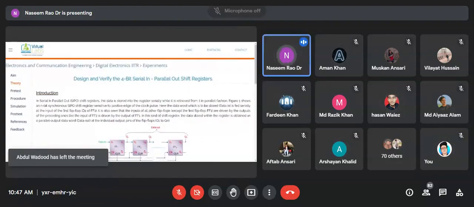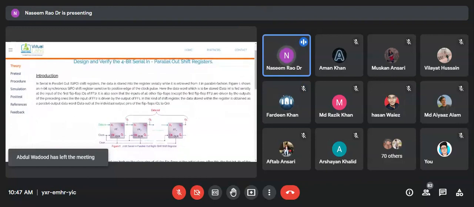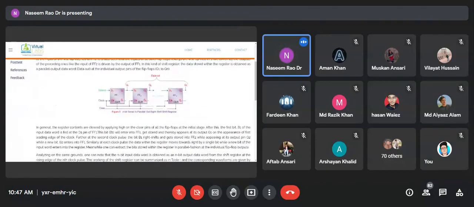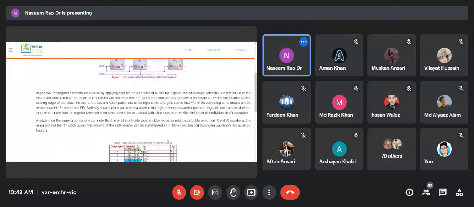I am talking about the design and verification of a 4-bit serial-in parallel-out shift register. You can see here there are flip-flops up to FF2. There are several flip-flops in the register, and the output is received from these. In general, the register is cleared by applying high on the clear pin of all the flip-flops at the initial stage. After this, the first bit B1 of the input data word is fed at the D1 pin.